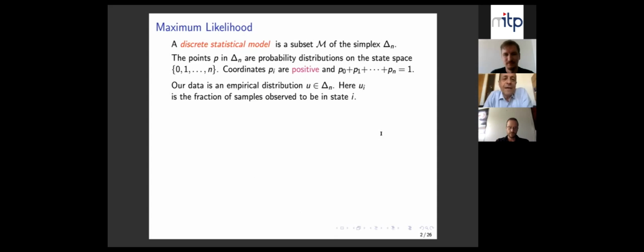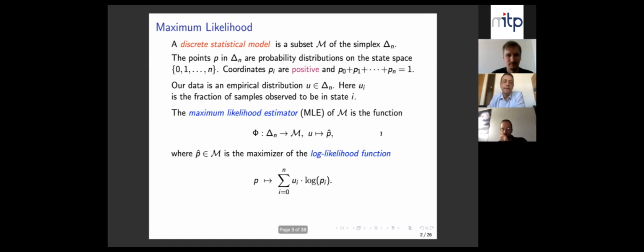So let's start with a discrete statistical model. By this, I simply mean a subset of the simplex, the n-dimensional simplex of non-negative real vectors with n+1 coordinates that sum to 1. A data set is summarized in an empirical distribution, a point with rational coordinates in that simplex, and u_i is the fraction of samples that were observed to be in state i. So that's going to be our data.